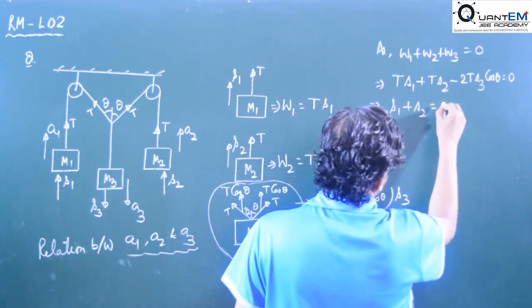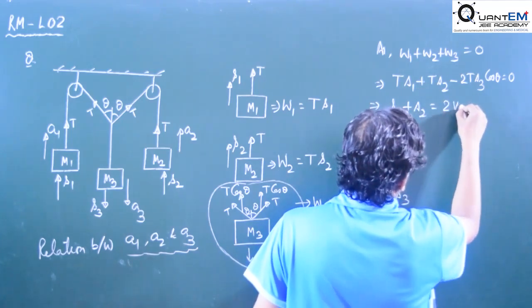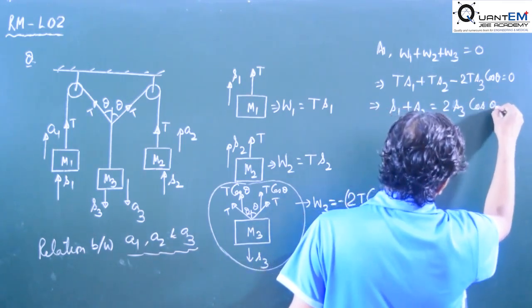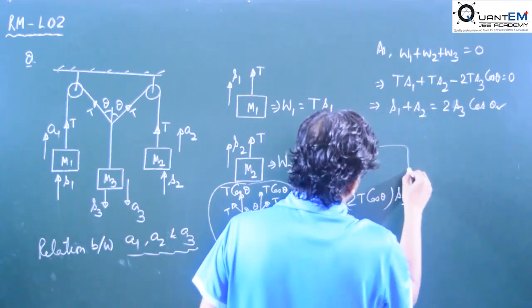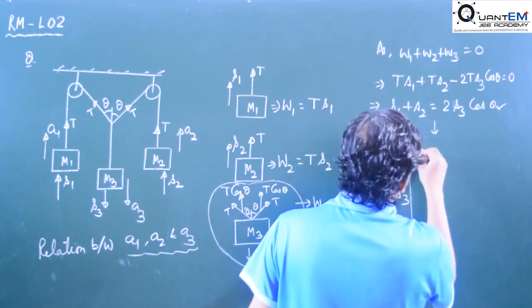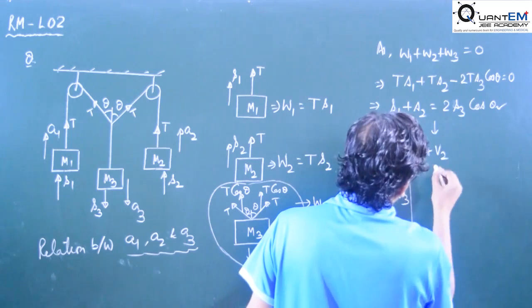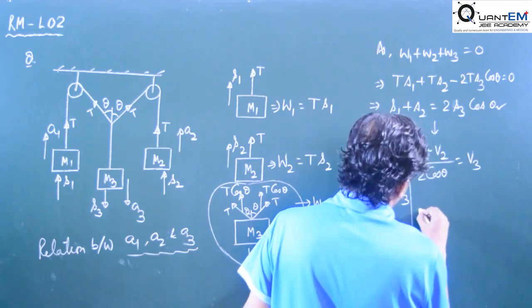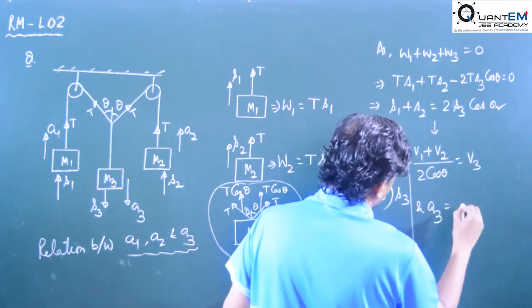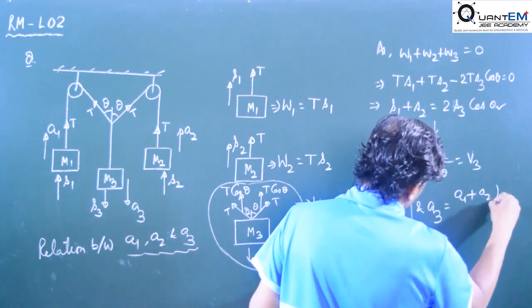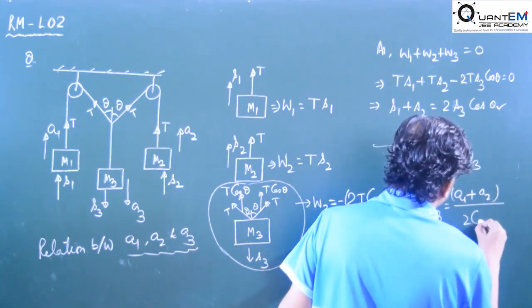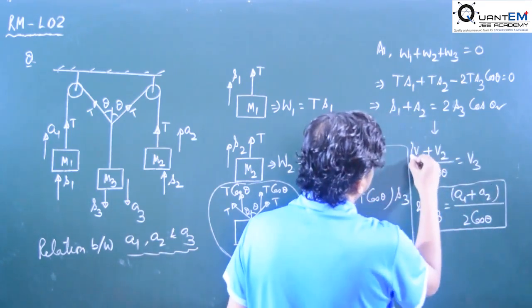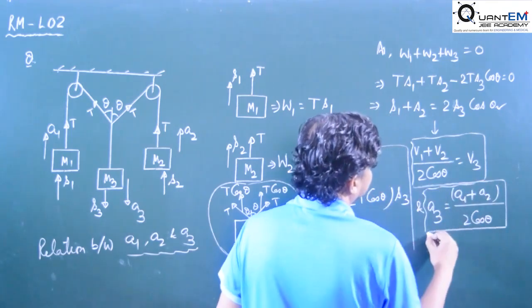or you get what? S1 plus S2 is equal to 2 S3 cos theta. Okay, the similar relation will be for velocity and acceleration also. So we have V1 plus V2 divided by 2 cos theta is equal to V3, and similarly A3 is equal to A1 plus A2 divided by what? 2 cos theta. Okay, so it is the relation between accelerations. This is the answer.